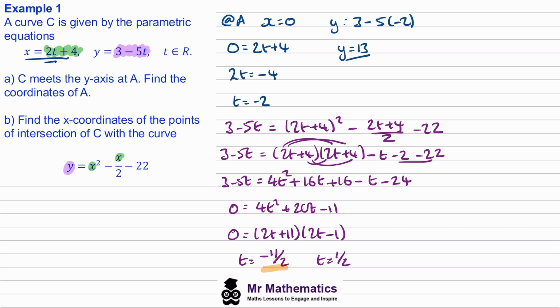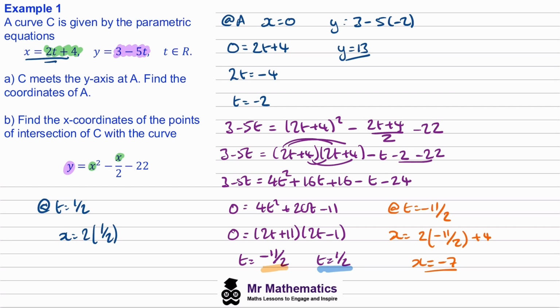So if we look at when t equals negative 11 over 2, we'll substitute this value of t back into the equation for x. So x will equal 2 lots of that t value plus 4. We'll simplify that and we get x equals negative 7. For the other t value, at t equals 1/2, x will equal 2 lots of that t plus 4. X will equal positive 5. So the parametric curve will intersect the Cartesian curve when x equals 5 and when x equals negative 7.